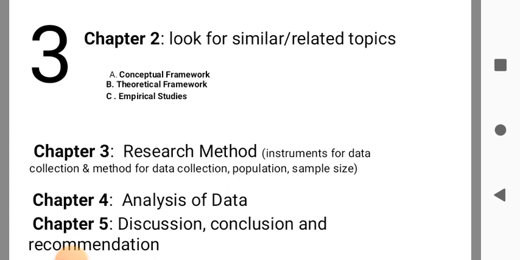Chapter 2 is usually divided into 3 aspects. We have the conceptual framework, the theoretical framework, and the empirical studies. Now for the conceptual framework, you are basically trying to define the concepts that are around your topic, right? If you are talking about gender as a cause for mass failure, you have to discuss gender. You have to discuss what failure is all about, right? So that is the conceptual framework.